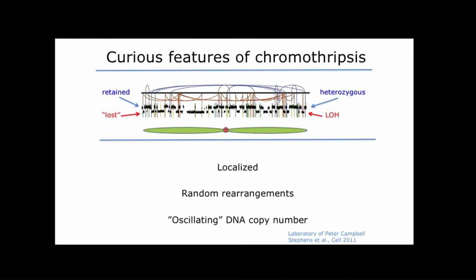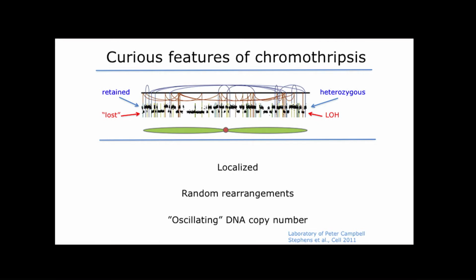Okay, so this is an example of a chromosome that's undergone chromothripsis, to familiarize you with the features. The links here show the rearrangements of segments of the genome that shouldn't be linked to each other, but that are. And then I want to emphasize here the unusual copy number pattern.